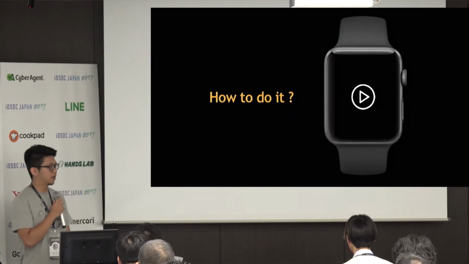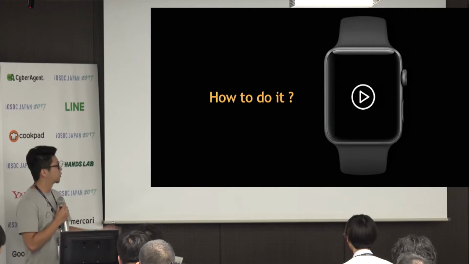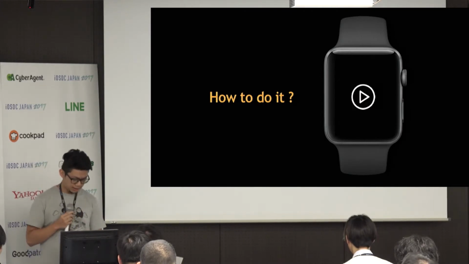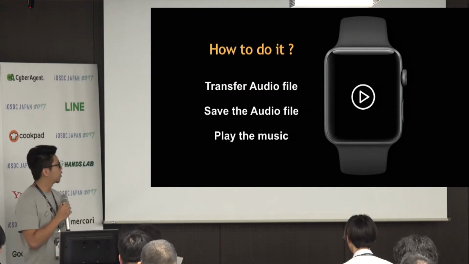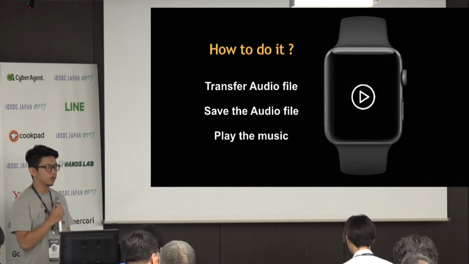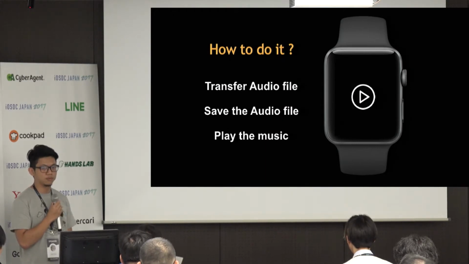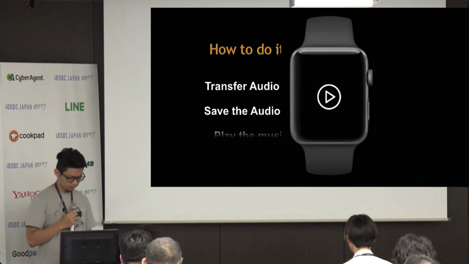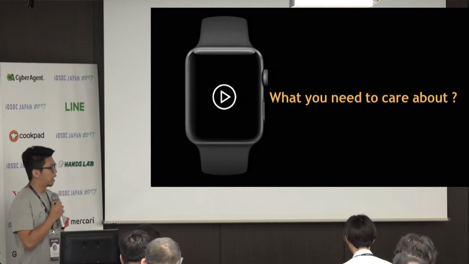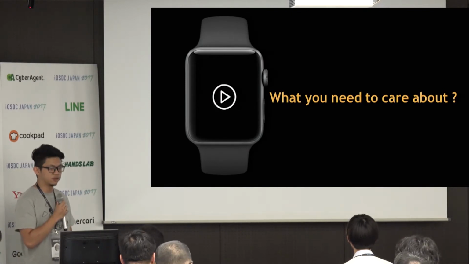I have divided my presentation into two parts. In the first part, I will tell you how to do it, and I list 3 steps. You need to know how to transfer audio files to your Apple Watch, then save the audio file to an appropriate place, and then play the music with some supported API. In the second part, I will tell you more details that you should care about after you finish your player.